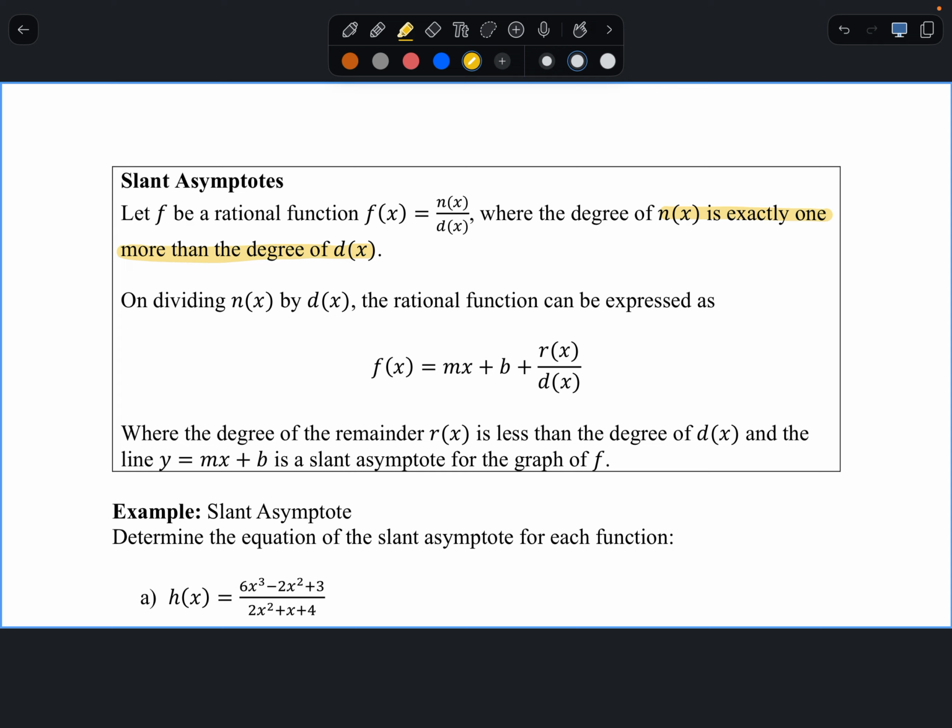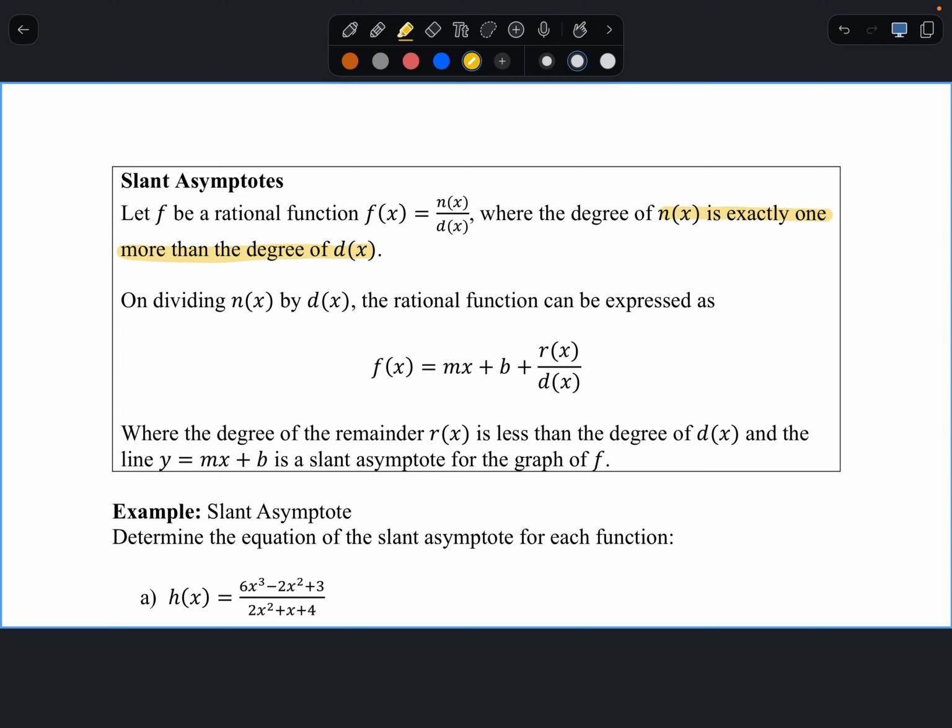Okay. This is a helpful way of thinking about it: as x approaches positive or negative infinity, this will always go to 0, right? Because the numerator's degree is less than the denominator's degree. And that's why h of x is approaching positive and negative infinity in the same way as this line.